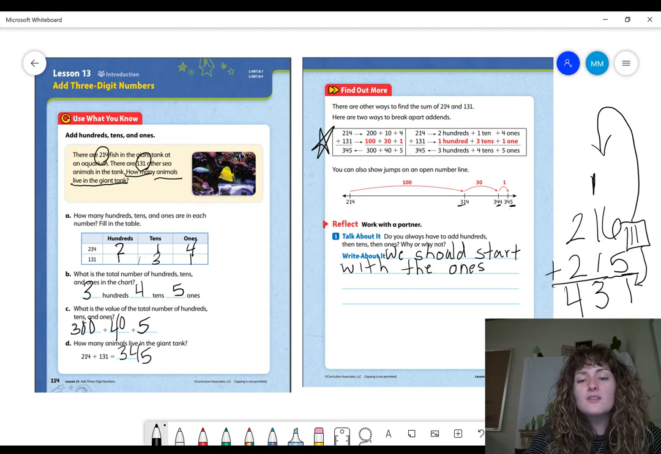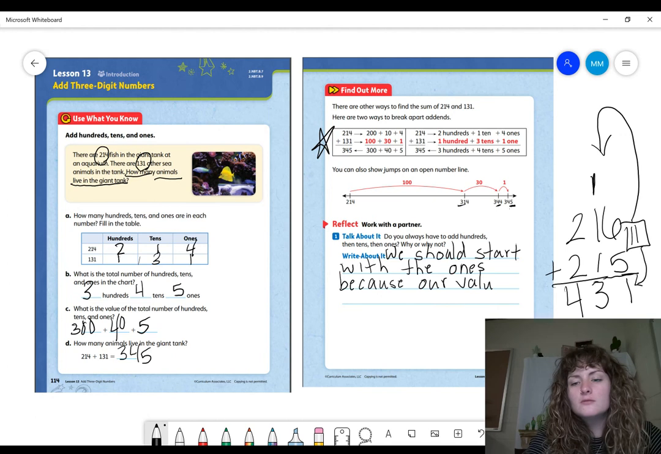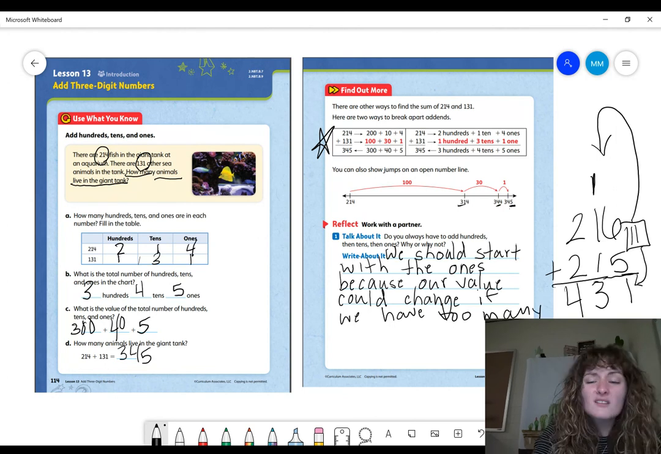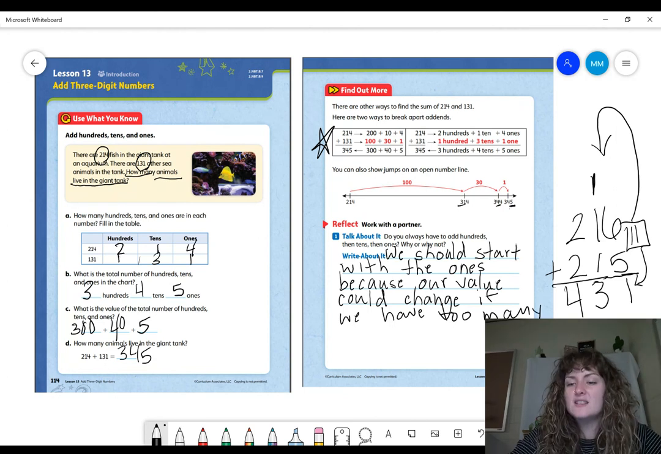We should start with the ones because our value could change if we have too many in the ones place. Or let's say we had a number like 350 plus 280. Well, we start in our ones place. 0 ones plus 0 ones is 0.